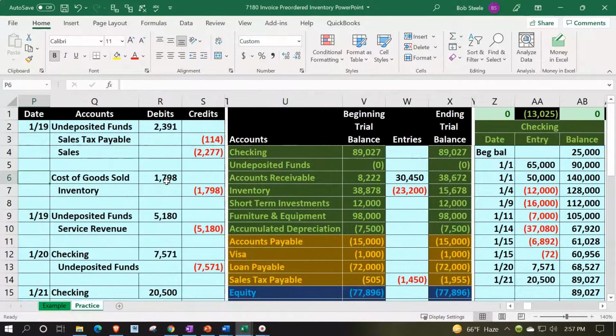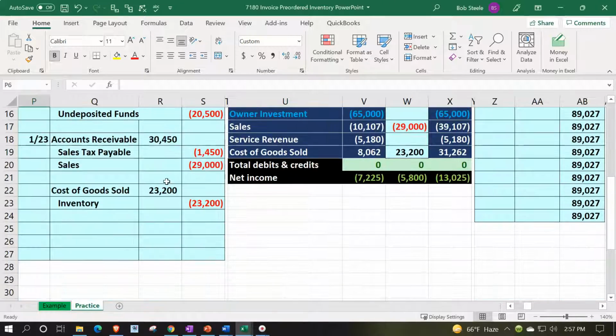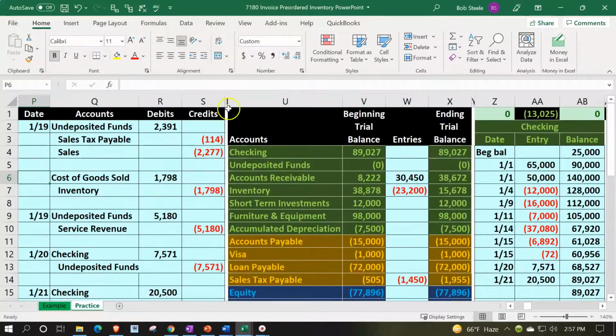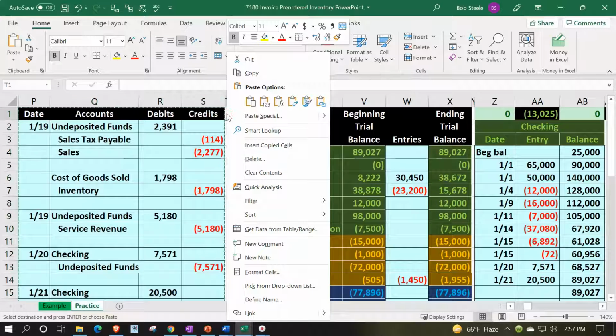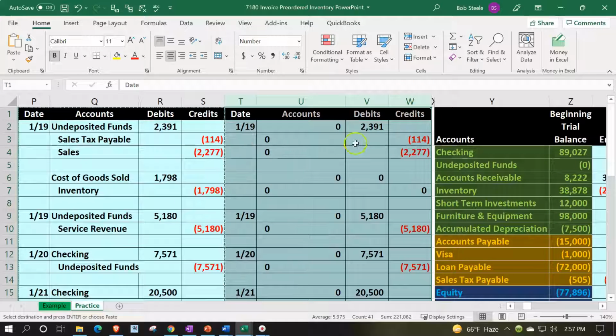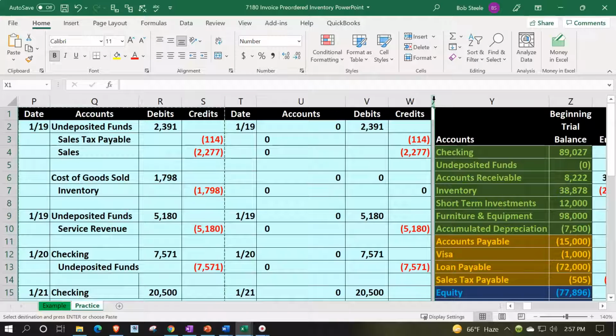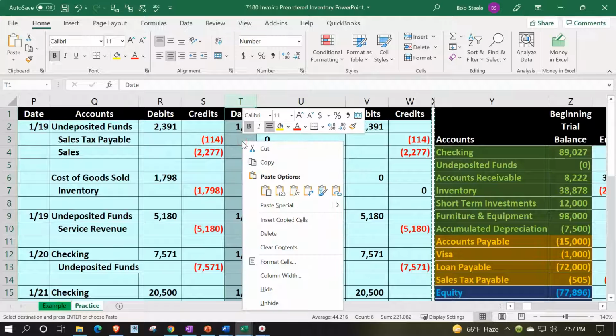But we need more space because there's not enough space down here. So I'm gonna add some more general journal columns by going from P to S, copy, put our cursor in the skinny, right click, and we're going to insert copied cells like so. I'm then going to copy the skinny to the left, and paste it right here.